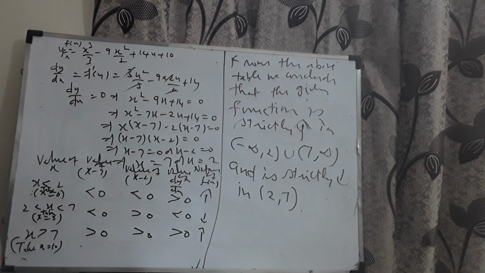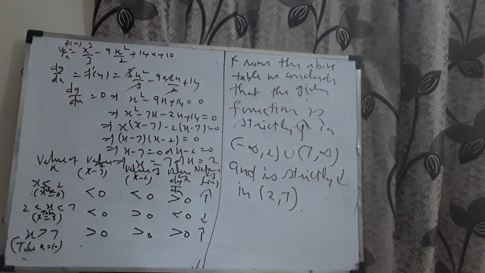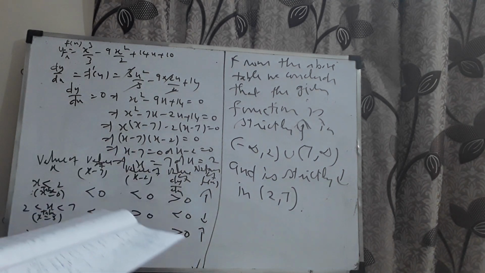I will just exclude the end values, because at the end values dy by dx is 0, but my dy by dx is supposed to be positive or negative for strictly increasing, strictly decreasing. I just repeat the whole process.